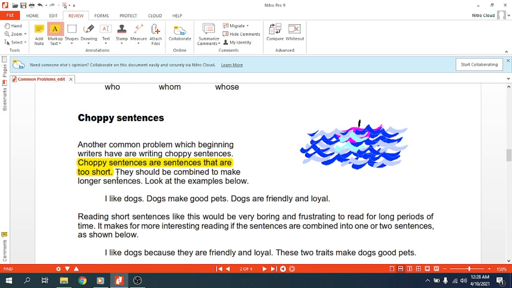So these choppy sentences should be combined to make longer sentences. Look at the example below. "I like dogs. Dogs make good pets. Dogs are friendly and loyal." Kerasa ya, kerasa banget. Then we can fix these sentences. We can write it like this. "I like dogs because they are friendly and loyal. These two traits make dogs good pets." Atau kamu boleh ganti di sini.